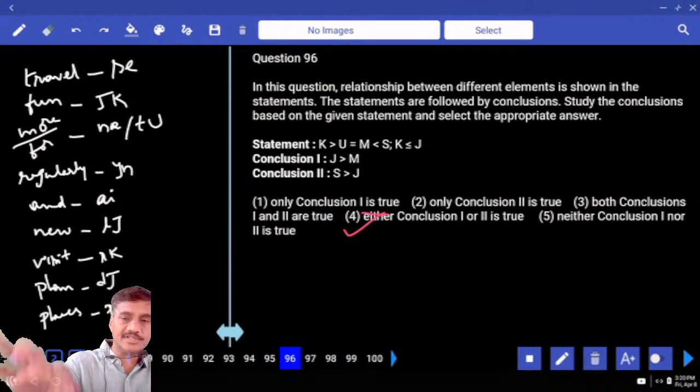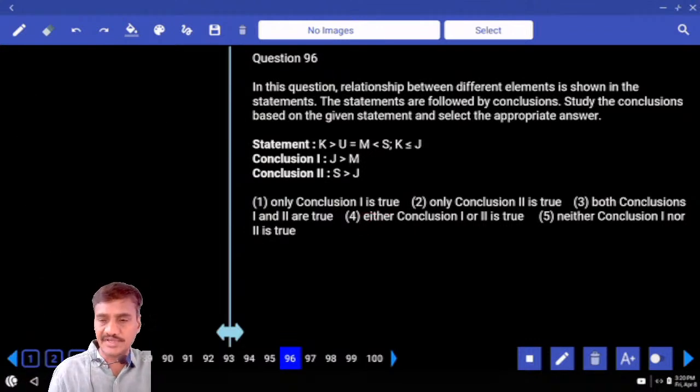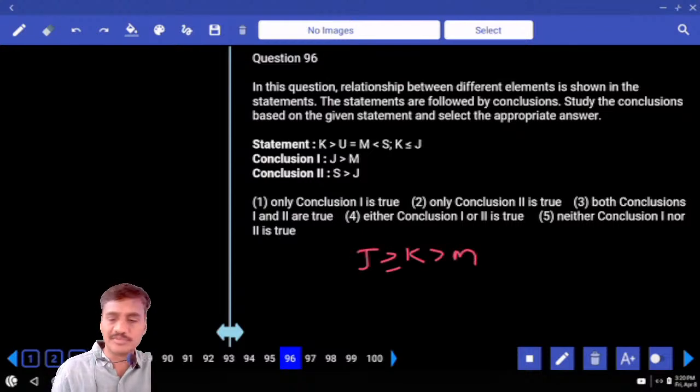Then 96 to 100. Now J and M. J is here, M is here. Which element is common? J greater than or equals to K, K greater than M. Now from J to M, which symbol is common? Greater. Hence J greater than M, definitely true.